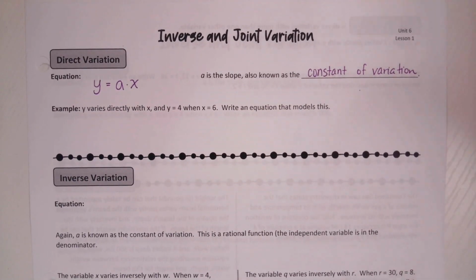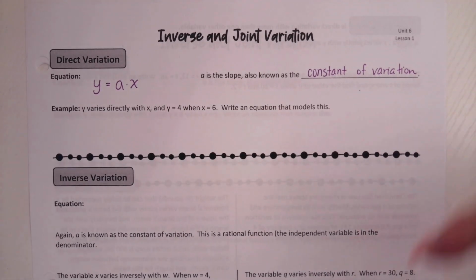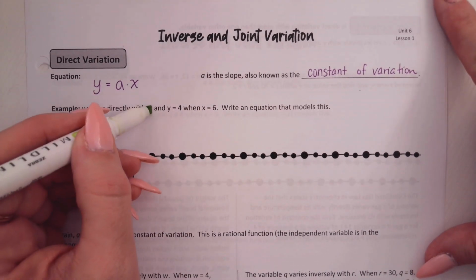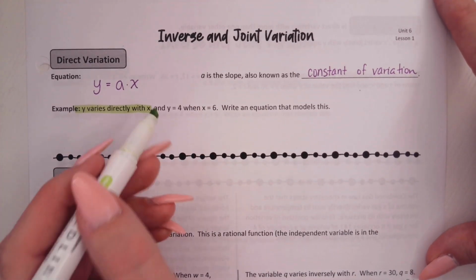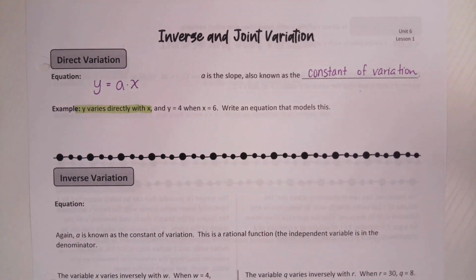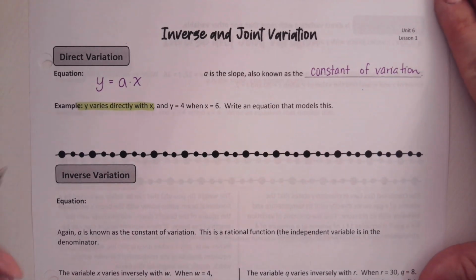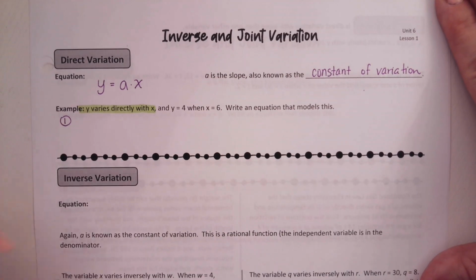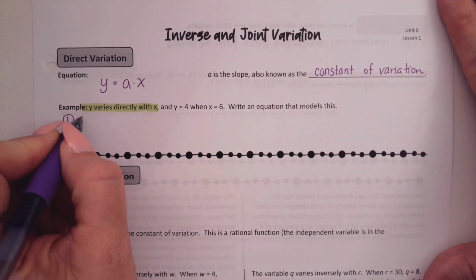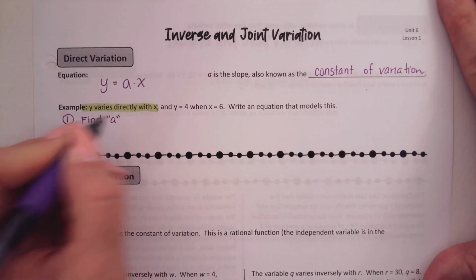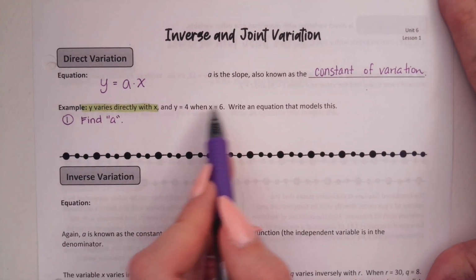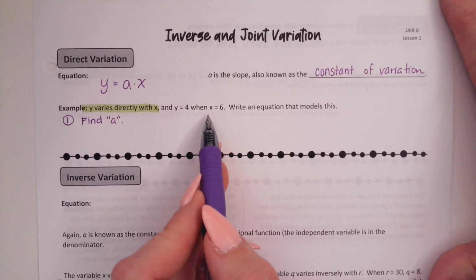Okay, so looking at a little example, it says y varies directly with x. So I can tell right there that it is a direct variation equation because it says varies directly. And y is 4 when x is 6. Let's write the equation that models this. So first thing I want to do in this situation is to find out what my constant of variation is. So we need to find a. And we can find a using this y and x combination that we're given.